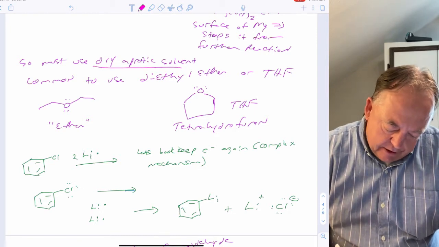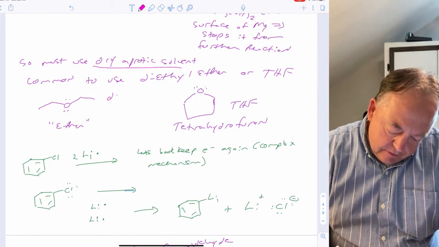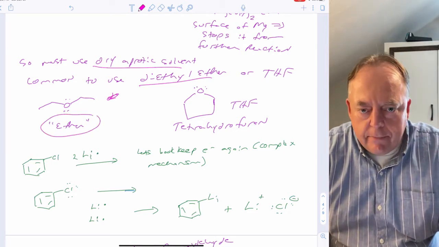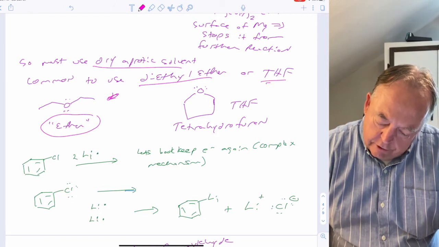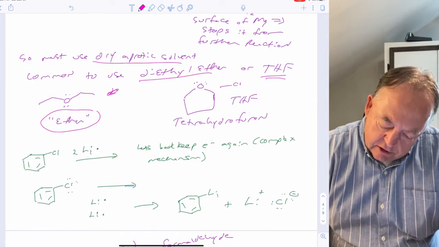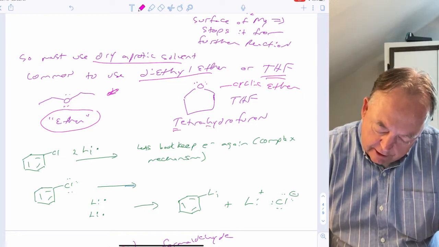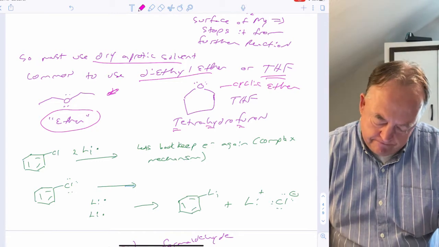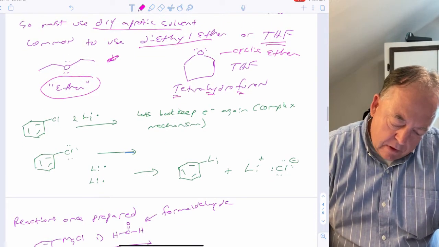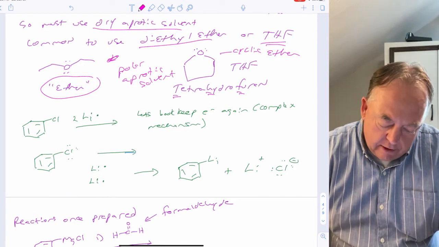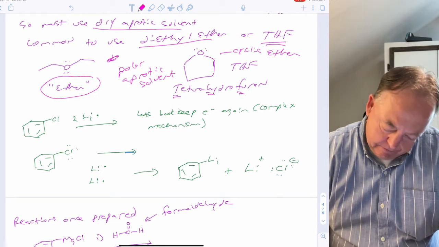So solvents that are typically used would be diethyl ether. So diethyl ether, if a chemist ever says ether, they're probably talking about this compound, which is diethyl ether. Or they would use this solvent called THF, which is just a cyclic ether. So THF is just an acronym for tetrahydrofuran. So they're both aprotic solvents. They're both polar. THF being more polar than ether is, but they're both aprotic.